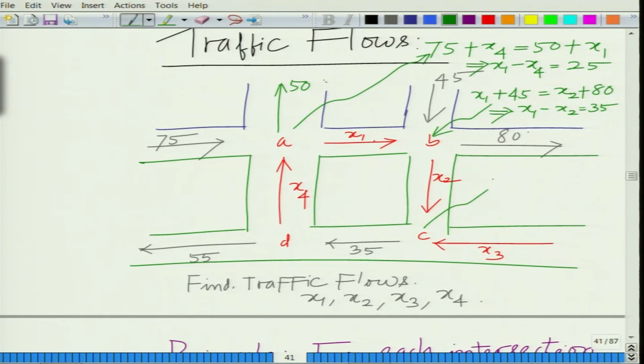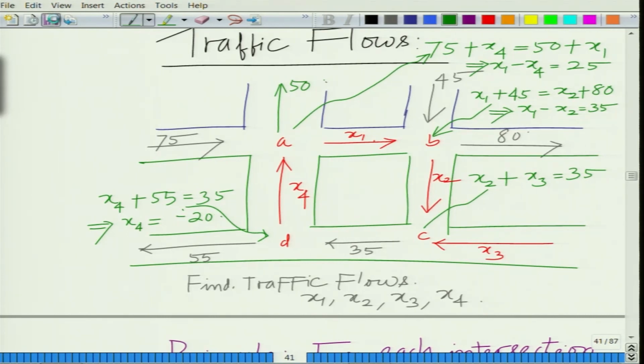For this intersection, we must have x2 plus x3, that is the incoming traffic, is equal to 35, x2 plus x3 equal to 35. And this intersection of course is simple. This intersection is simply x4 plus 55, that is outgoing traffic, x4 plus 55 equals the incoming traffic, which is 35, which implies x4 equals minus 20.